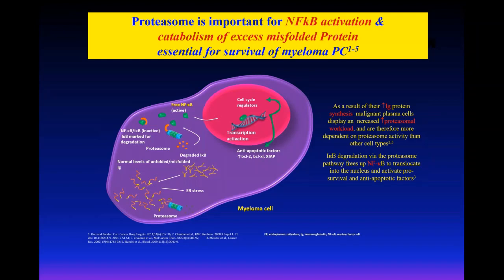Moreover, myeloma plasma cells produce a lot of immunoglobulin protein, and some of it is misfolded. This load of misfolded protein presents an ER stress, endoplasmic reticulum stress, to the cell, and if this is not properly handled, the cell will go into apoptosis. In this connection the proteasome is also very important, because it degrades and catabolizes all this misfolded protein, and hence mitigates the ER stress in the myeloma cells and protects the cells from apoptosis.